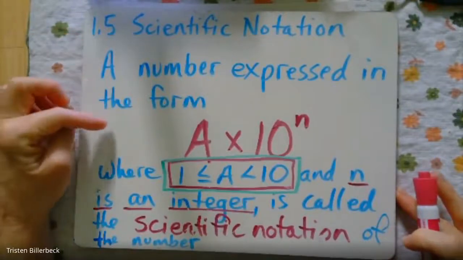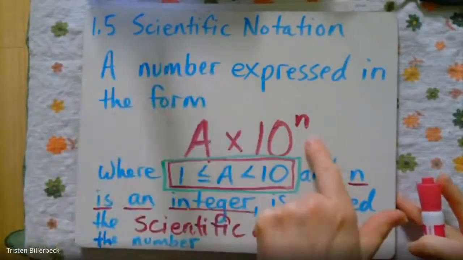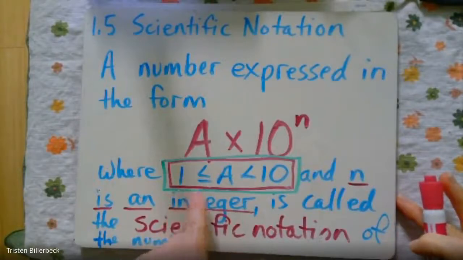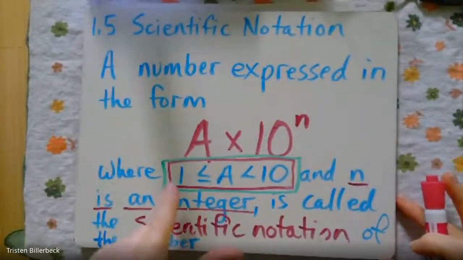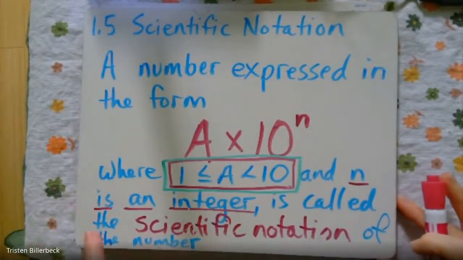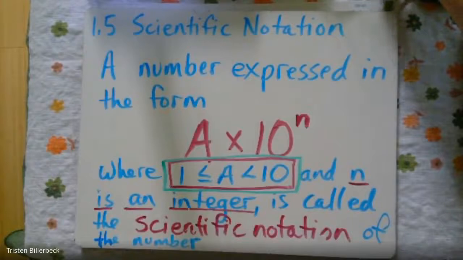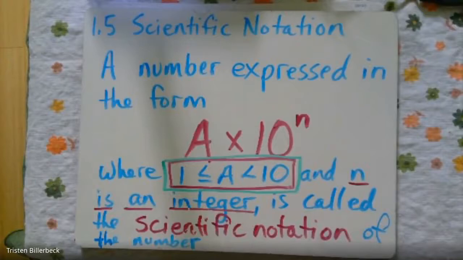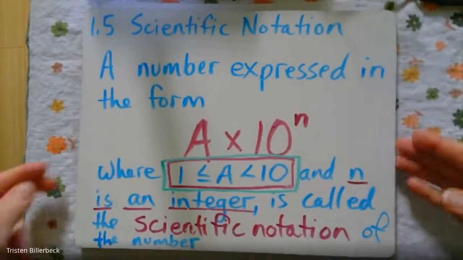A number expressed in the form a times 10 to the n, where a is greater than or equal to 1 and less than 10, so it can't be 10, but it can be 1, and n is an integer, is called the scientific notation of a number. That's what we're going to be learning today.